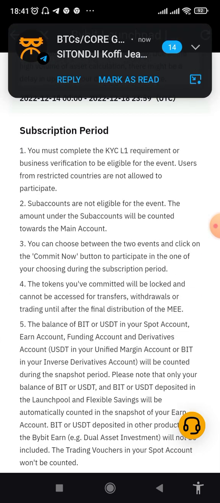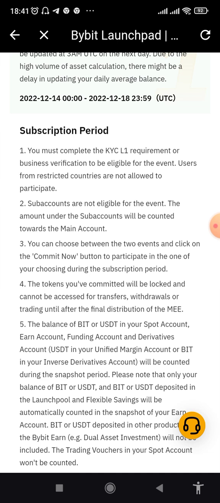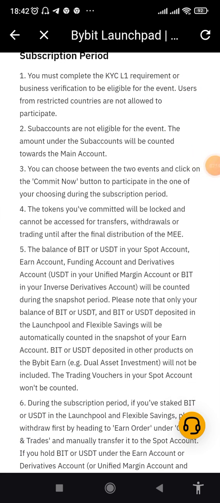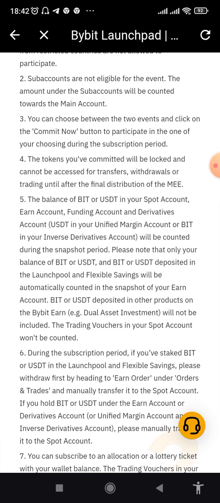Okay, so that was the spot. While on subscription, that's the time that you have to commit your coins. Before you commit, you need to pass KYC level 1. Also, when you are committing, you don't need sub accounts, and if you have any amount in a sub account, it will be accounted in the main account. If you want to commit, make sure that you choose one: either Bybit DAO token, or else USDT. You cannot commit all of them. You have to choose one.